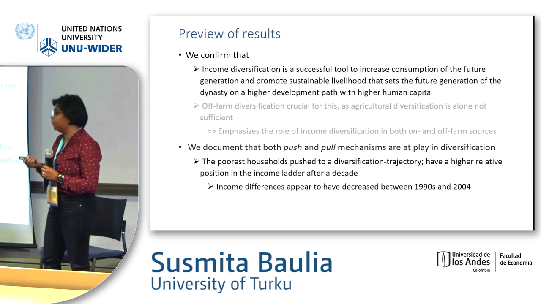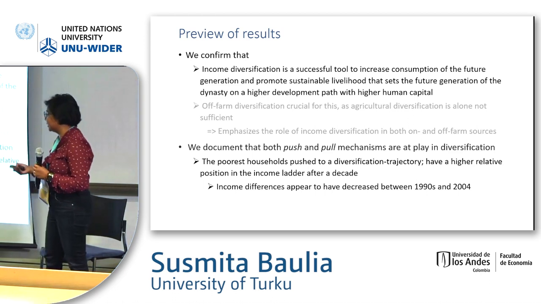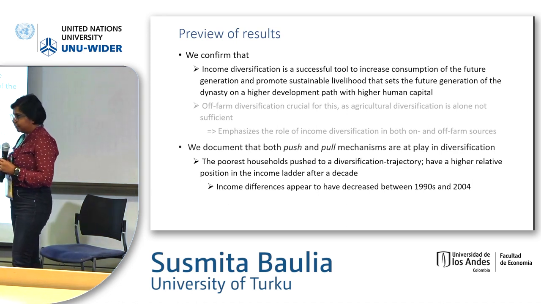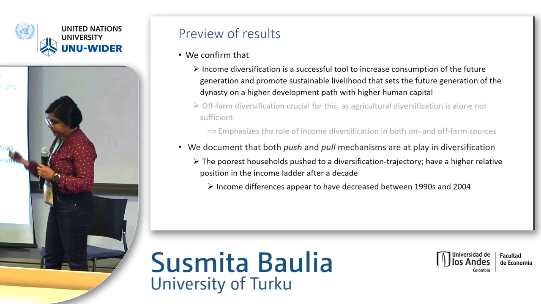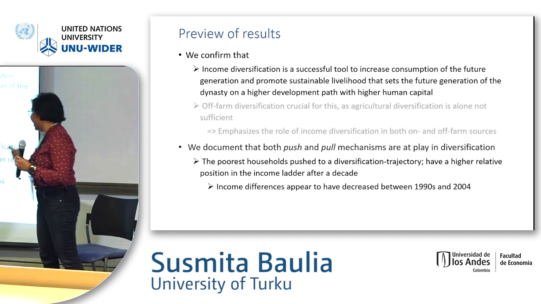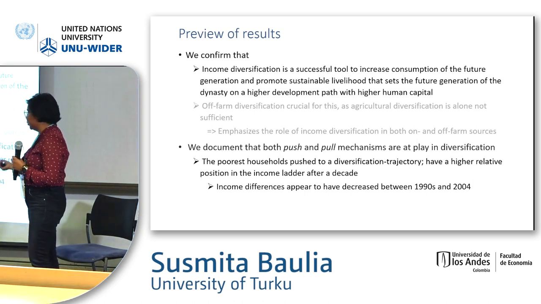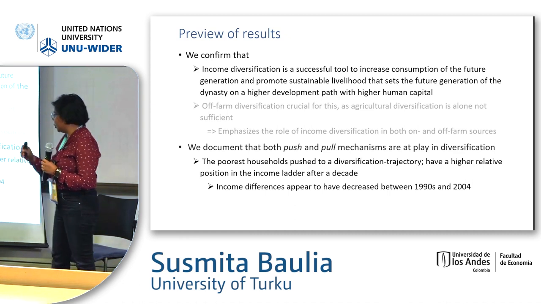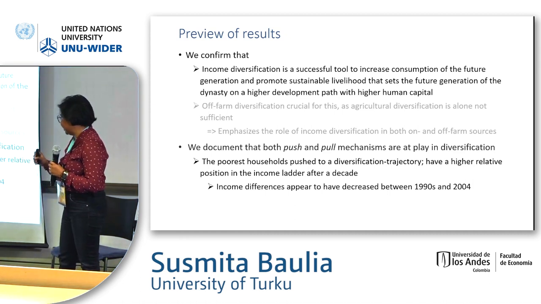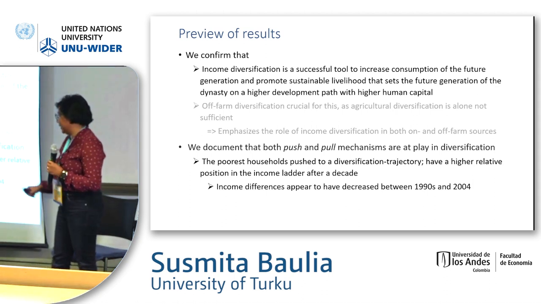We show that off-farm diversification is crucial for this, as agricultural diversification alone is not enough to bring this development. And we also document that both the push and pull mechanisms, that is the accumulation and the survival strategies, are at play in diversification. And we are also able to document that the poorest households are pushed to the diversification trajectory, and after a decade they have a higher relative income position in the income ladder.